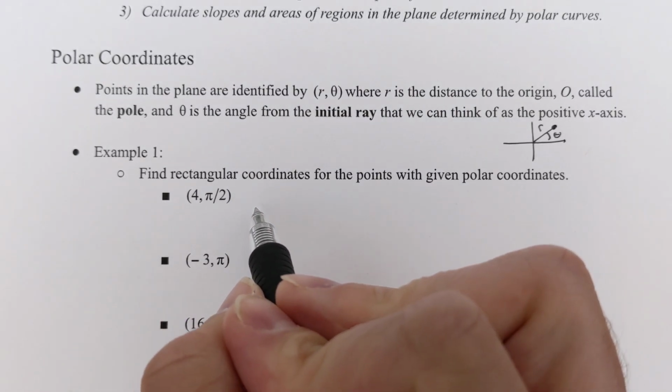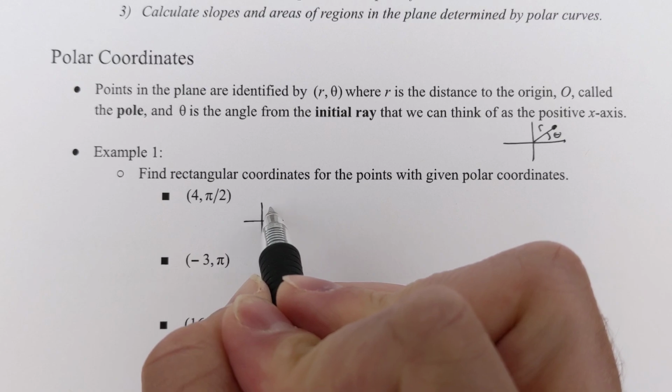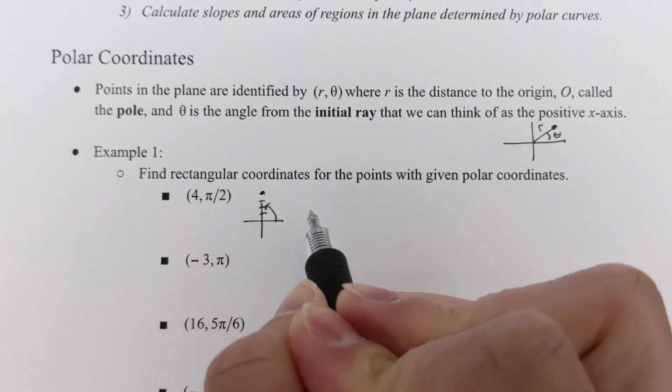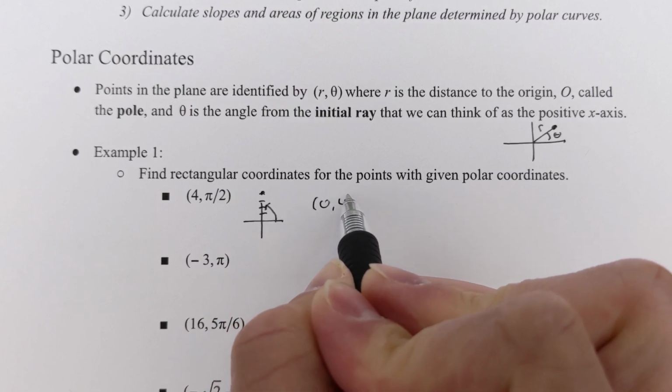Okay, so find rectangular coordinates for the points with the given polar coordinates. So 4 comma pi over 2. If you don't think about that, pi over 2 rotates me up here, and then 4 is 4 units out from the center. So that point is just 0 comma 4.